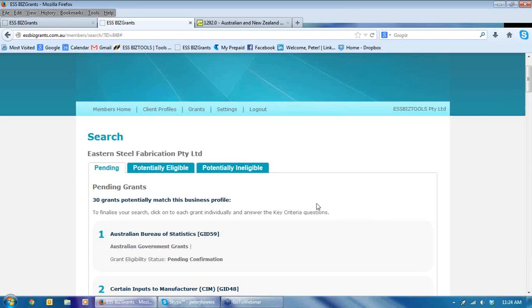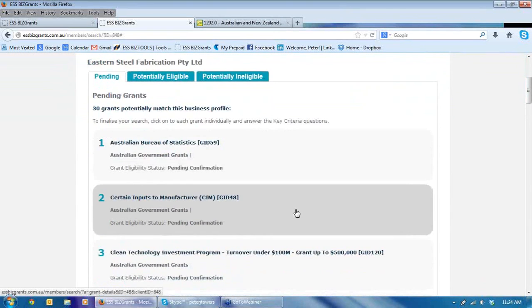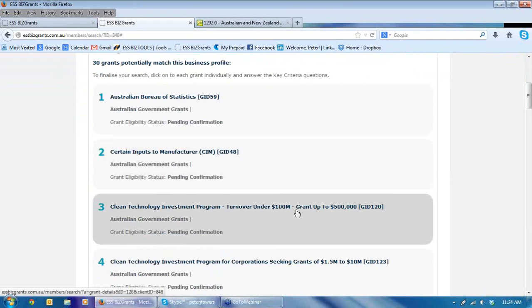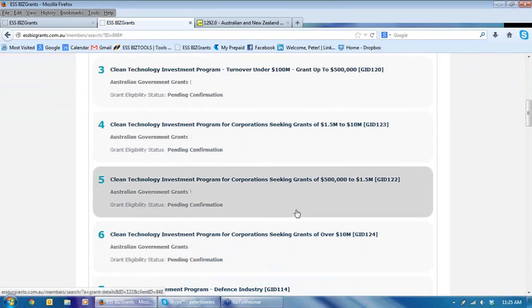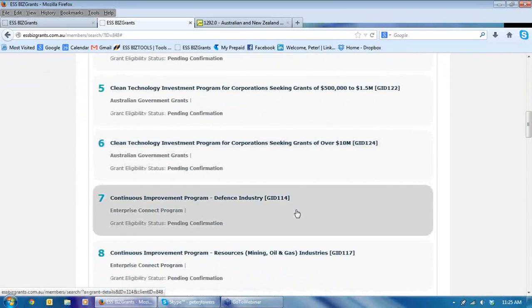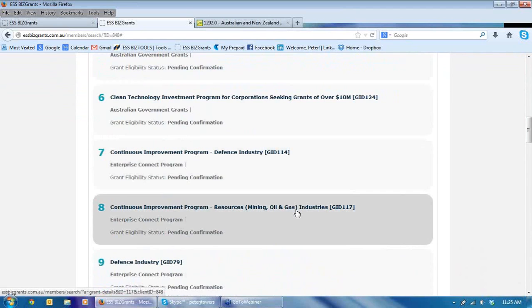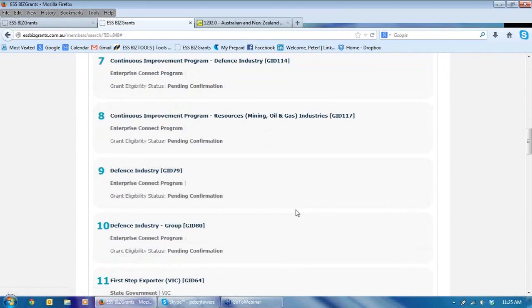So we've already been using this client as such and going through looking at various grants that are available to them. Now, some of the clean technology ones have a big question mark over them at present with the government. So these are the grants that the system has identified that could be of benefit for this business.